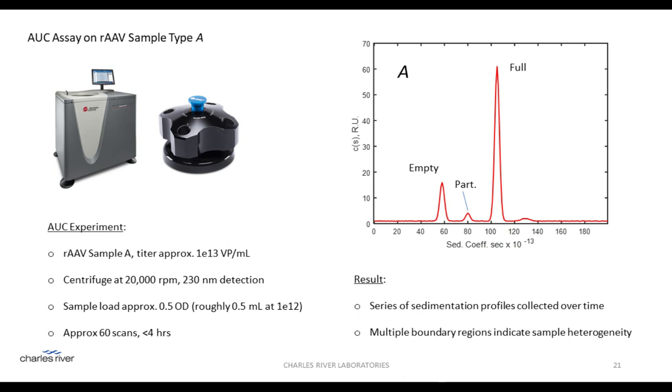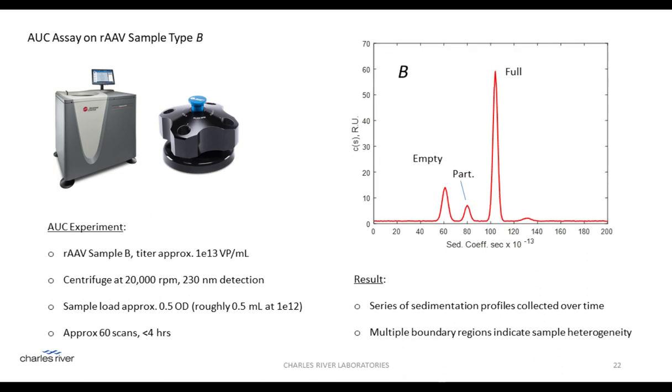Importantly, when the fitted results are observed, as shown here for sample A and here for sample B, the difference between the two is more readily interpreted, and the value of AUC becomes very clear. Observe here at about 80S a peak which is an intermediate species, intermediate that is between the empty and the full capsid species, which are labeled. This intermediate may correspond to a partially filled capsid species or some other type of variant.